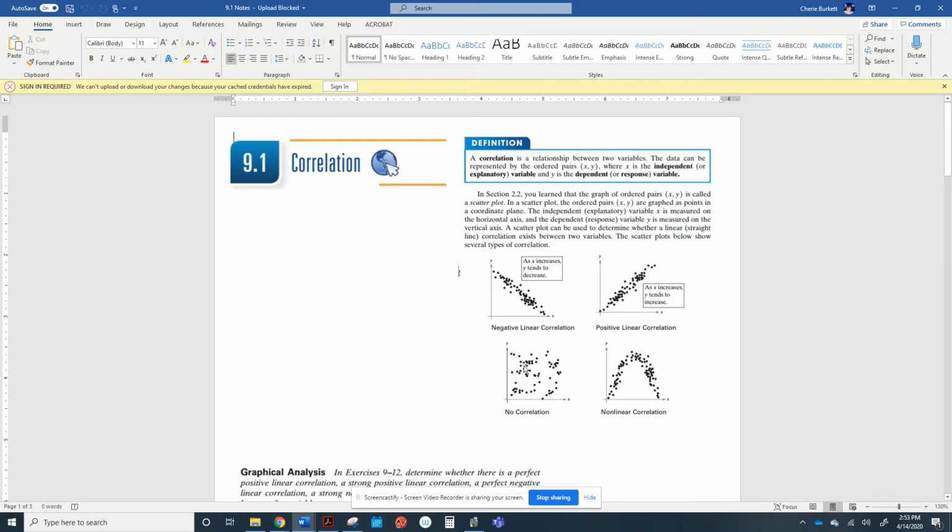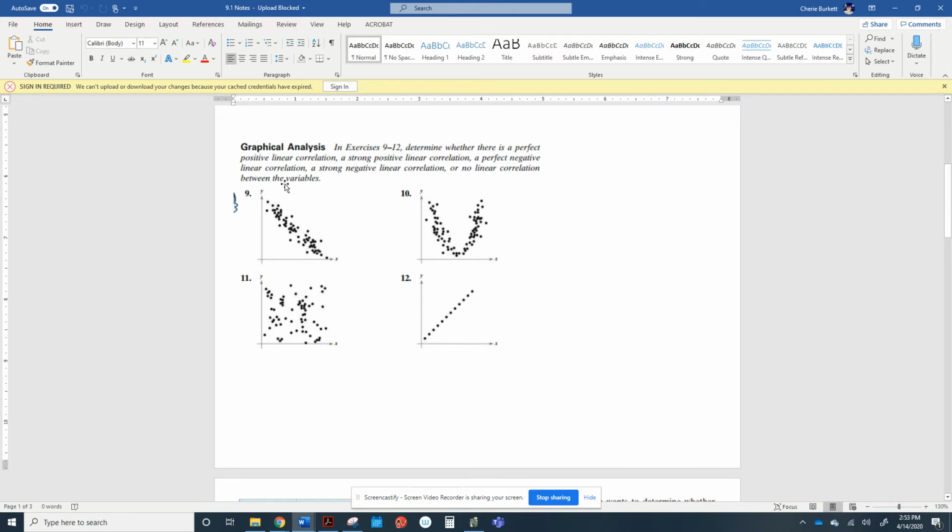This one is scattered all around, no correlation at all. And this one has a relationship. You see, it's making an arch. So it has a correlation, but it's not linear. And we're only concerned with linear correlations. So positive, negative, and no correlation at all. Or maybe it has a correlation, but it's not linear.